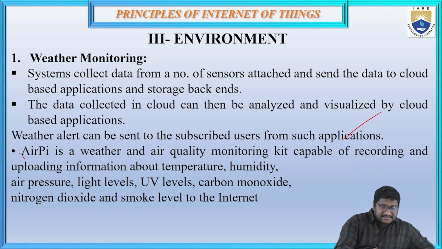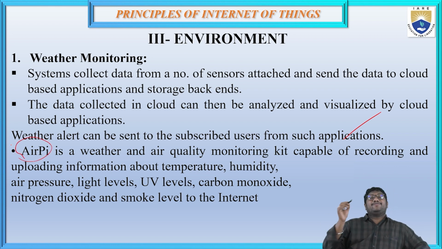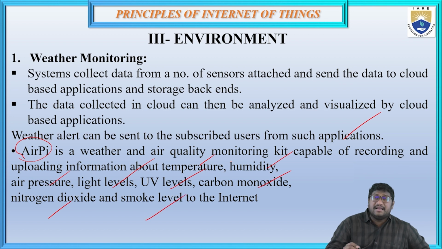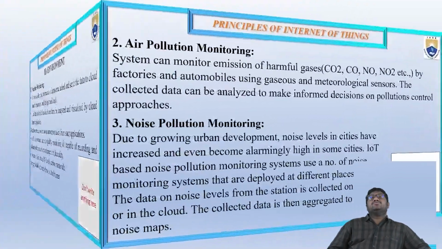AirPi, take an example. AirPi is a weather and air quality monitoring kit which is capable of recording and also uploading information about temperature, humidity, air pressure, light levels, UV levels, carbon monoxide, nitrogen dioxide, and smoke levels. With the help of the internet, AirPi is the weather and air quality monitoring capable kit which is established in our IoT device. Like this, we can monitor the weather.